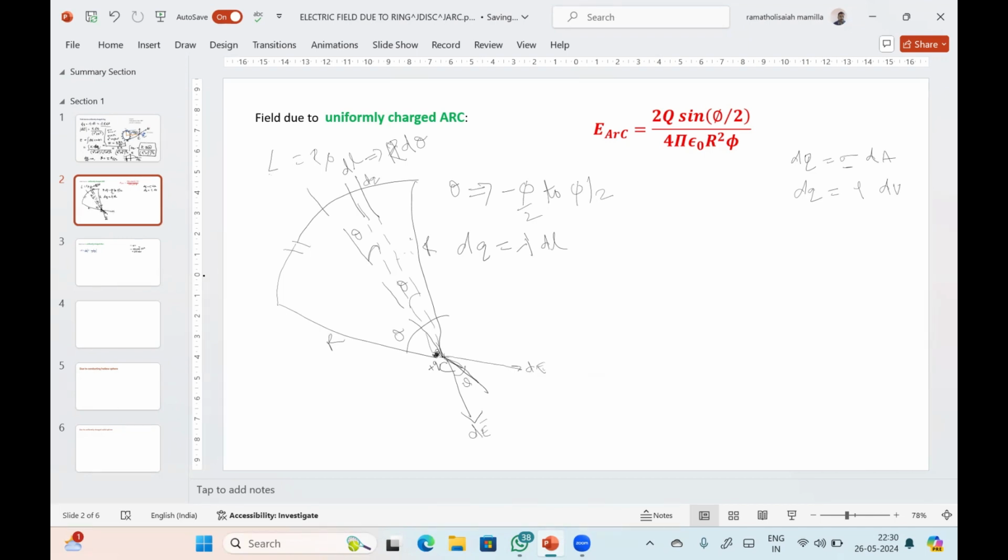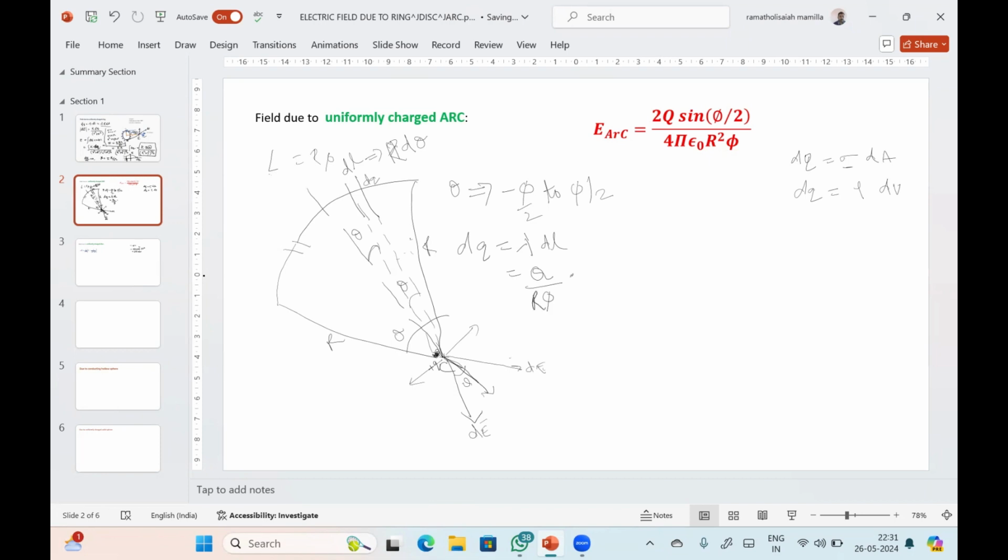So now two components get cancelled, and only the cos theta component is integrated to get the total charge due to the arc. For the field, I can take lambda equal to dq by dl. dq is equal to lambda, which means q by phi, I can substitute. The total charge of this length of arc is q by phi into dl, that is q by L.